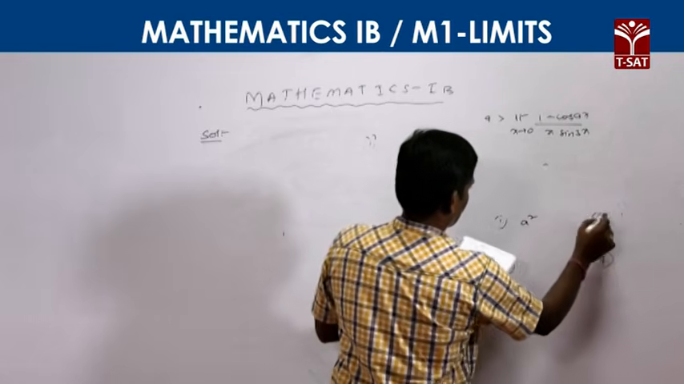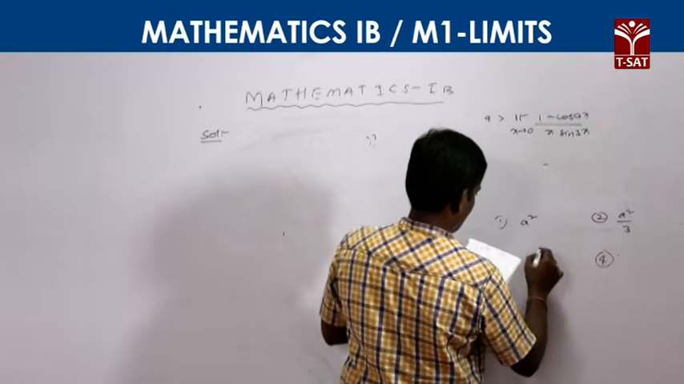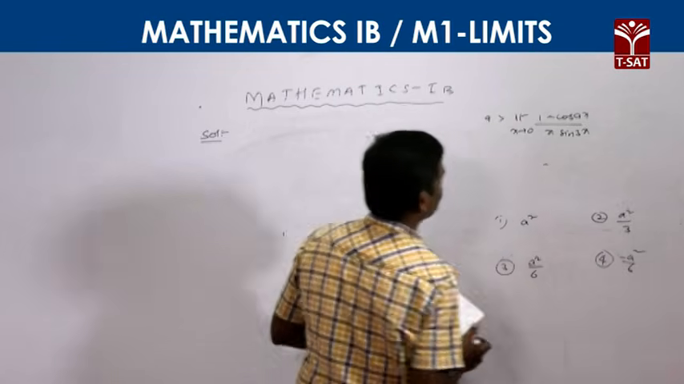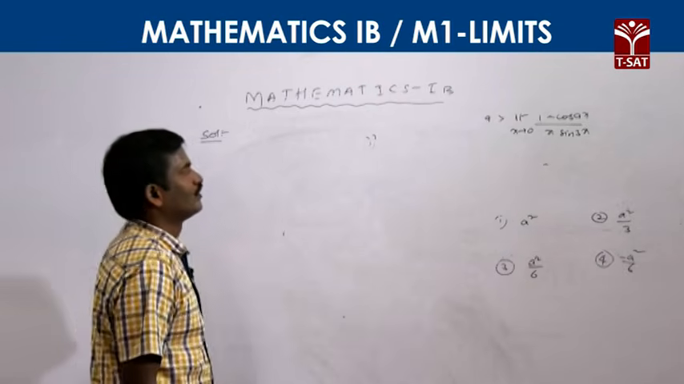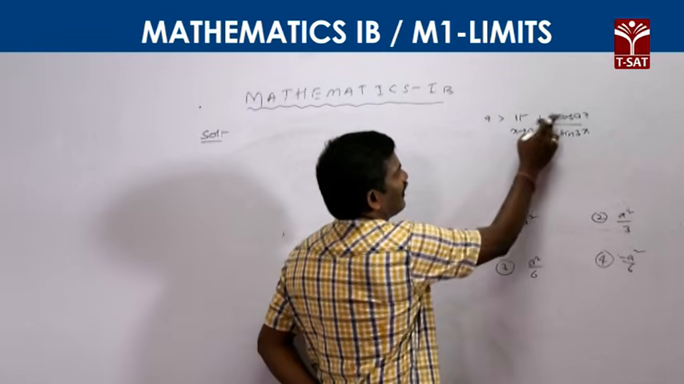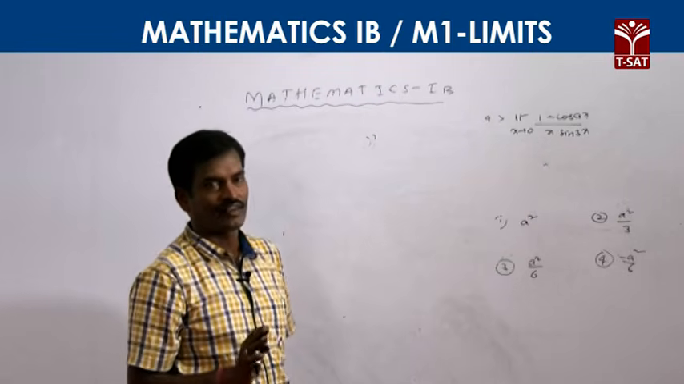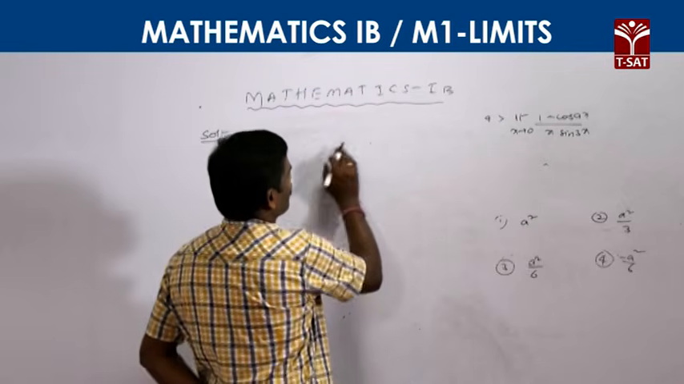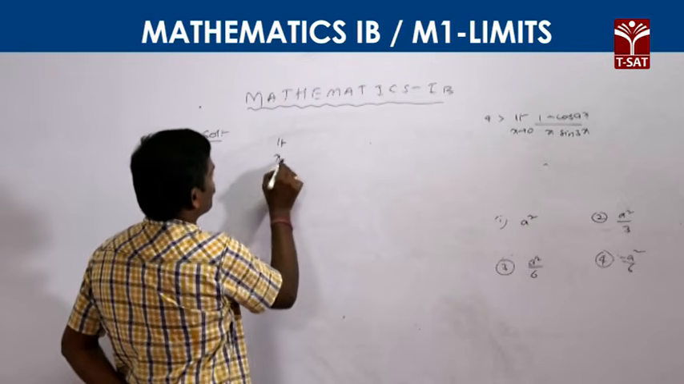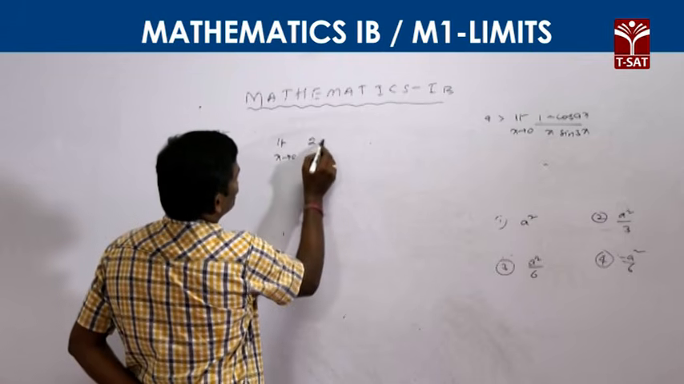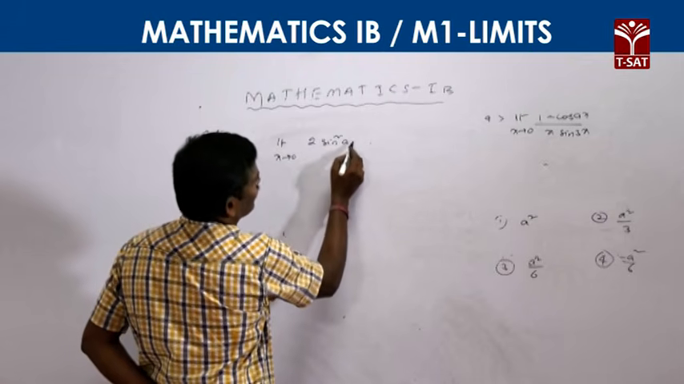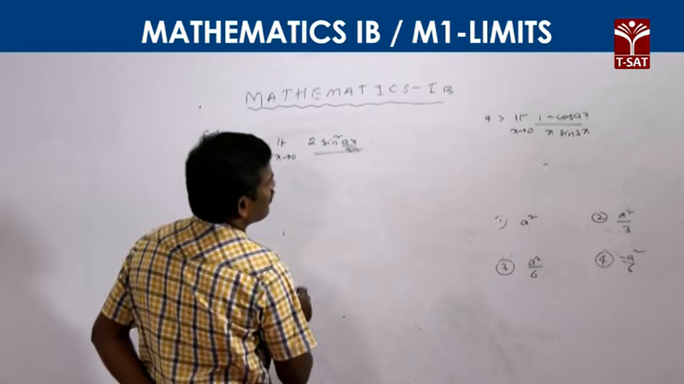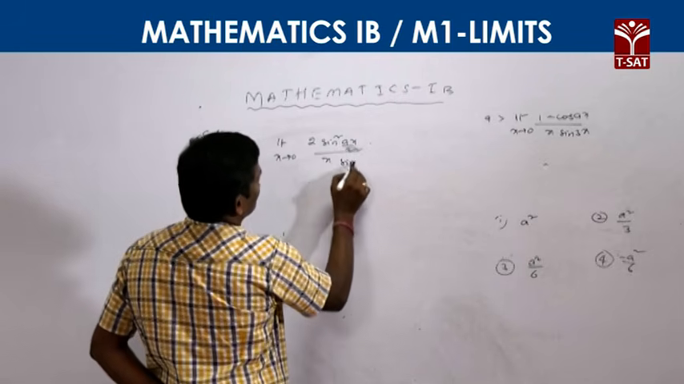a square by 3, a square by 6, minus a square by 6. Coming to this, in the numerator 1 minus cos theta formula is 2 sin square theta/2. So that formula substitute here. Limit x tends to 0, 2 sin square ax by 2 by x into sin 3x is as it is.